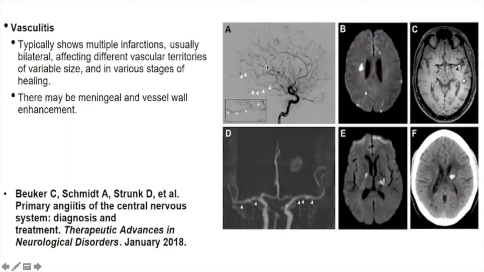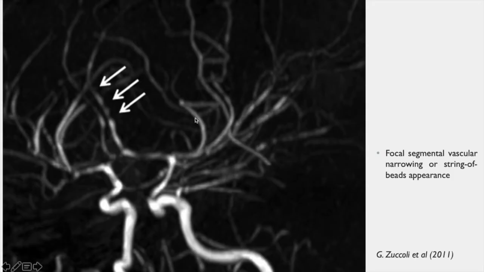Okay. This is one of the examples of a case with evidence of vasculitis. As you can see, it involves the left-sided anterior cerebral artery, and you can see there are multiple focal segmental narrowings involving this vessel, what we call a string of beads appearance or beaded appearance.